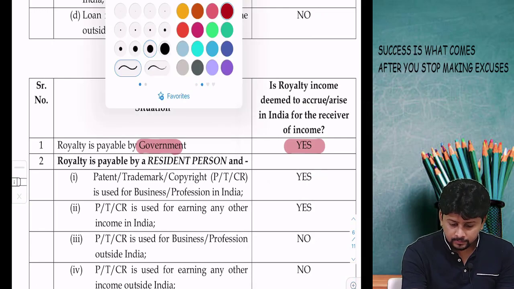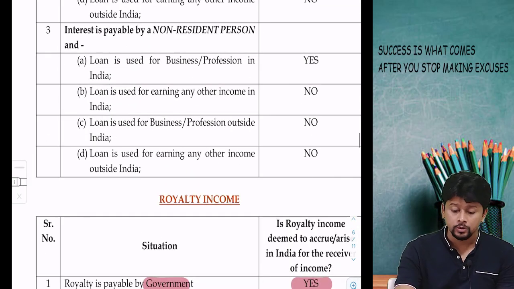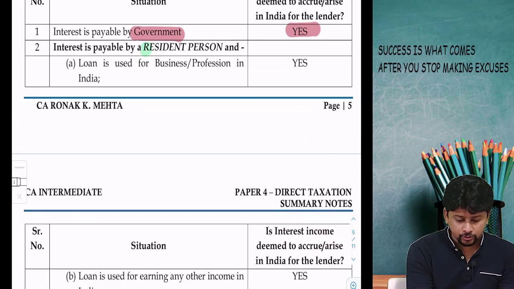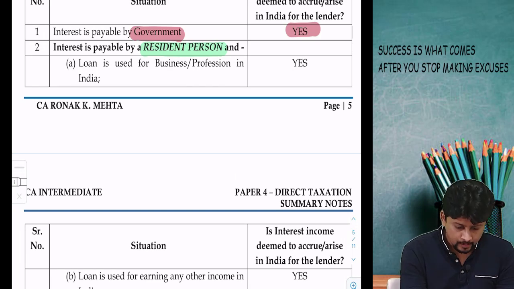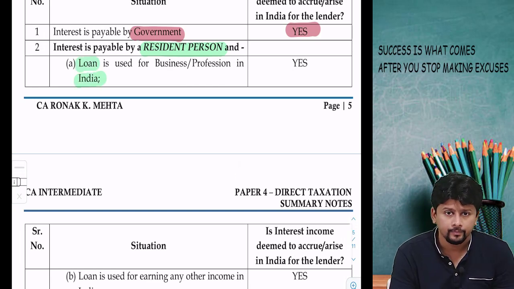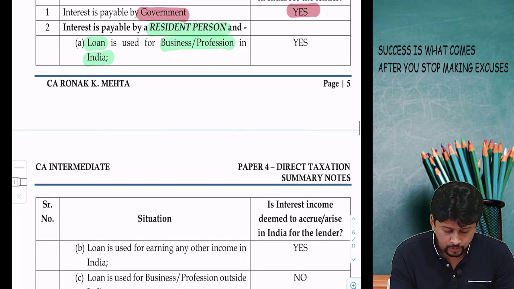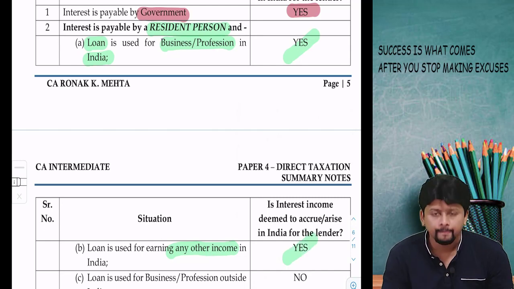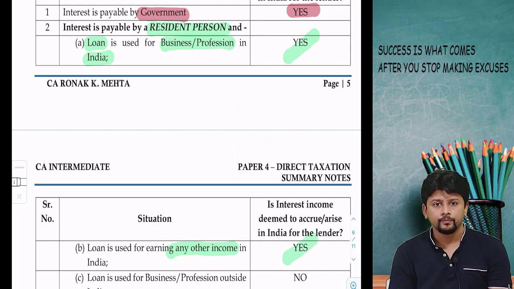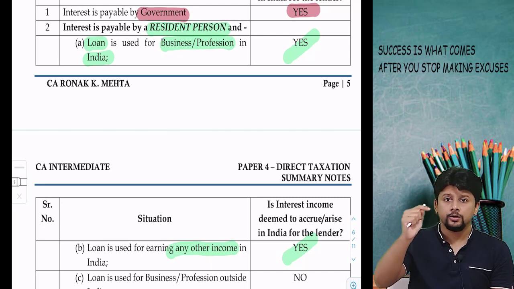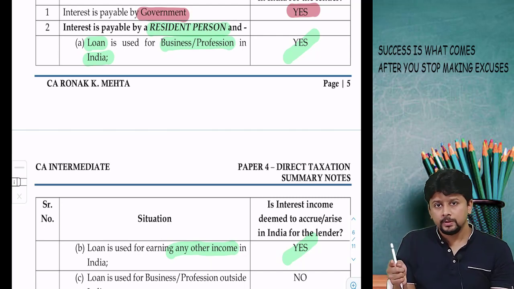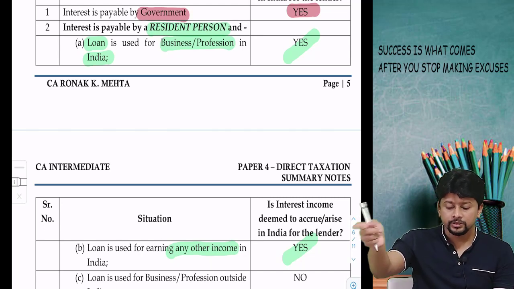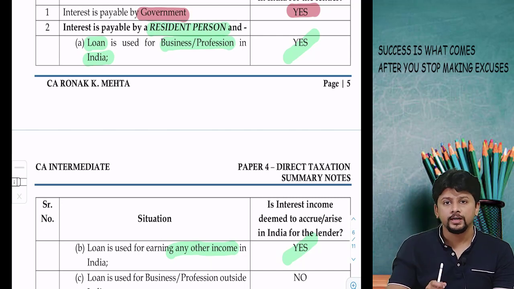Moving ahead, now comes something not complicated, it may sound complicated, so you got to pay attention properly. If the one paying interest to you is a resident person, but the loan is used in India, either for business or to earn any other head of income, then for the lender, income is deemed to accrue in India. So the borrower has used the loan money in India either to earn PGBP income or to earn any other income. Then whatever interest he pays to the lender, for the lender, it will be deemed to accrue in India, taxable in India.